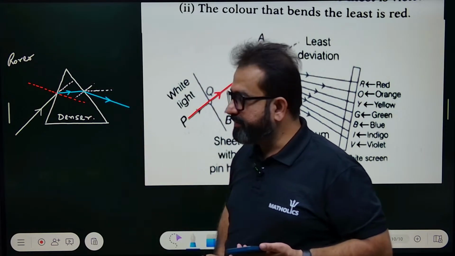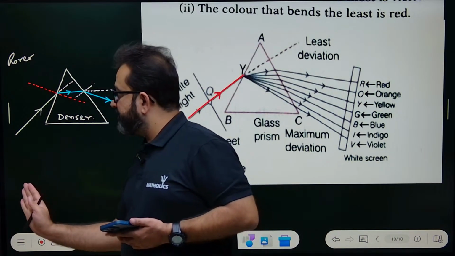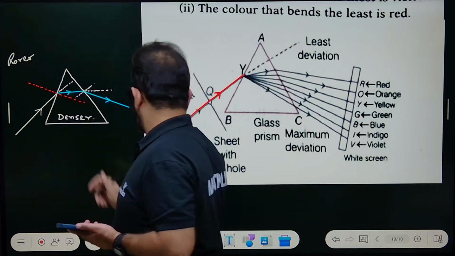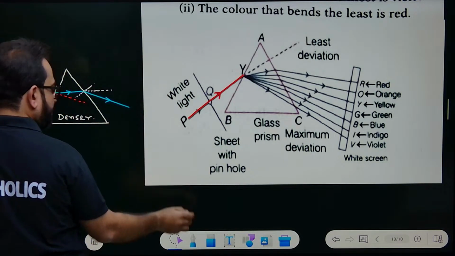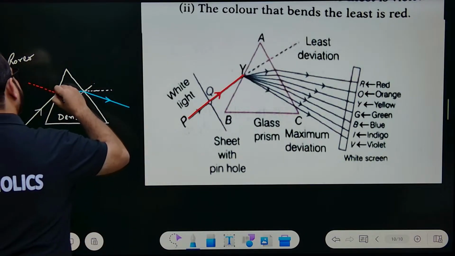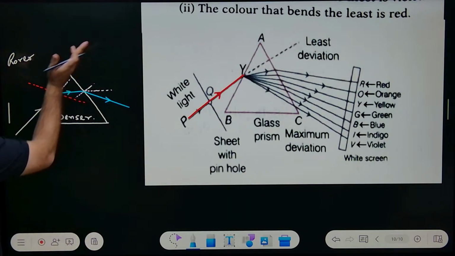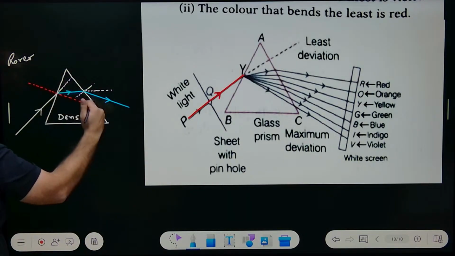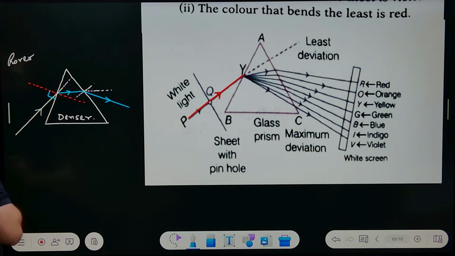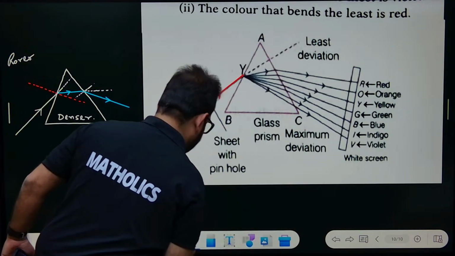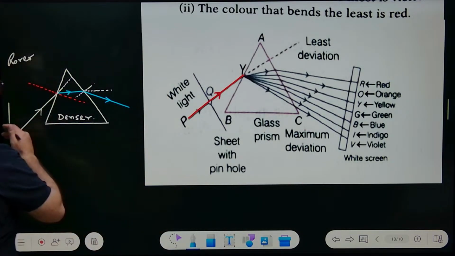What actually happens? If it goes from rarer to denser, this is the direction. You can make it again to get a clear vision of all this. See, this is the direction of light initial. This is the normal, perpendicular. Okay, sorted. Yes. So this is how actually it bends when it goes from rarer to denser.